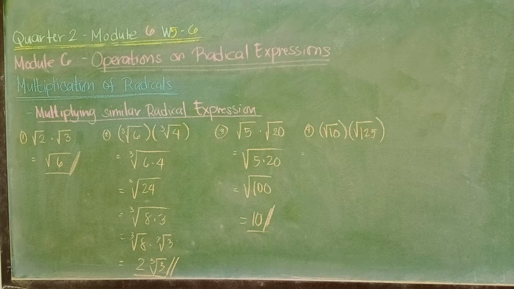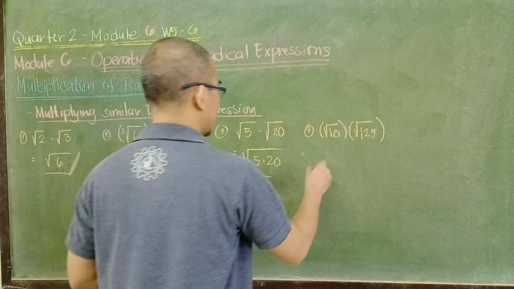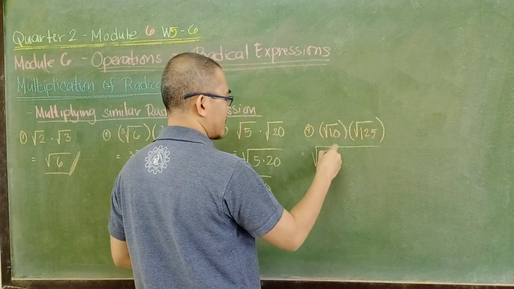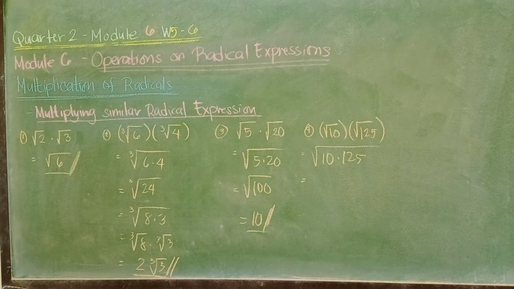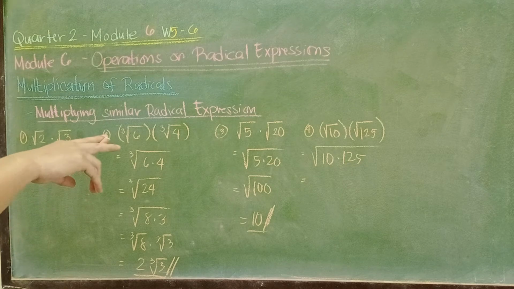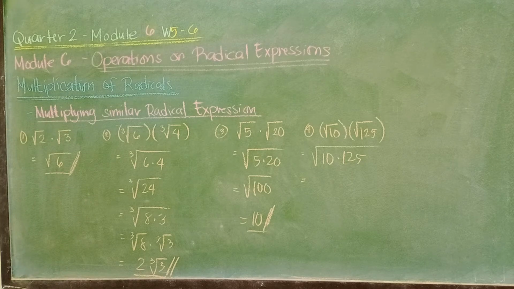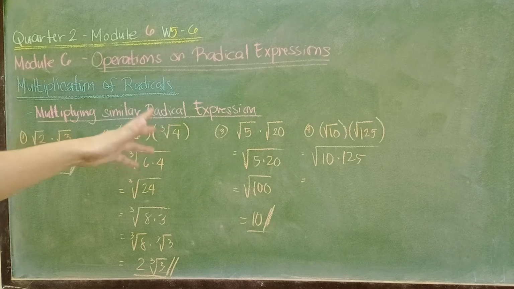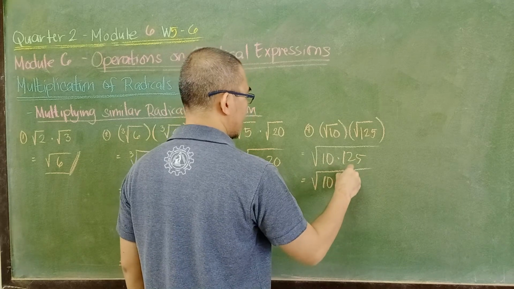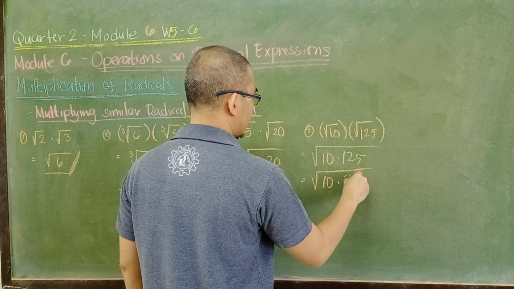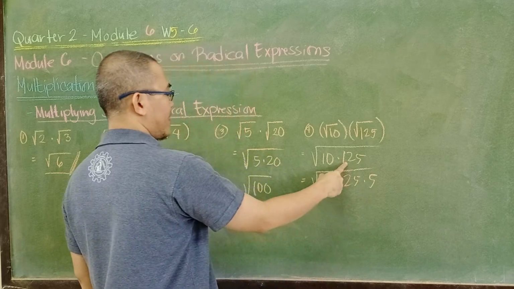Next number 4, square root of 10 times square root of 125. So, since parehas yung indices nila, we'll just copy. Isulat natin yung 10 times 125. Now, pwede mo na i-multiply yung 10 times 125, and then you'll just have to factor. Ang problema, masyadong malaking number yun. So, habang maliit pa lang yung number natin, yung 10 tsaka 125, i-factor na natin sila. Yung 125 yung mas magandang i-factor, which will give us 10 times 25 times 5. So, 25 times 5, that's 125.